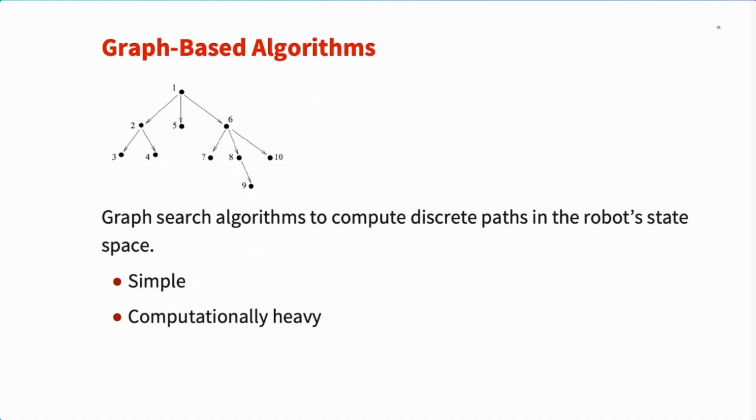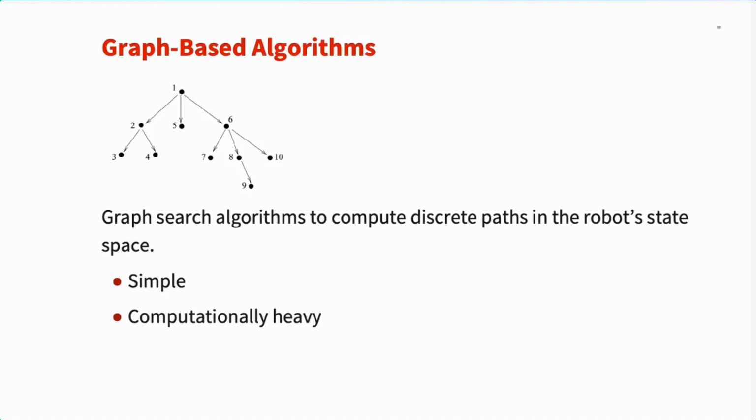So let's start with graph-based algorithms. These algorithms basically use graph search algorithms to compute discrete paths in the robot's state space. This type of planning can be divided into two different main problems. The first is how do we transform the initial problem into a graph? And the second is how do we find the graph corresponding to the best possible solution?